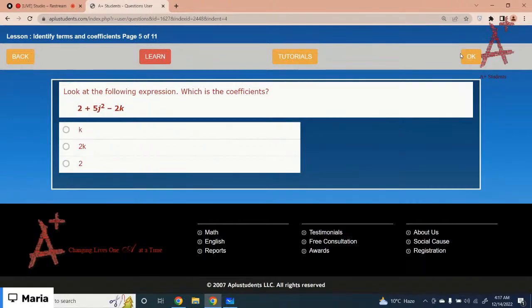Okay, look at the terms. Which is the coefficient? Look at the following expression. Which one is the coefficient here? You have 2 plus 5j square minus 2k. So just 2 is the coefficient, because 5 and 2 are the coefficients of variables j and k. Got it? So simply 2 is the coefficient, written without any variable. Got it? So just select the correct option and click on the OK button.